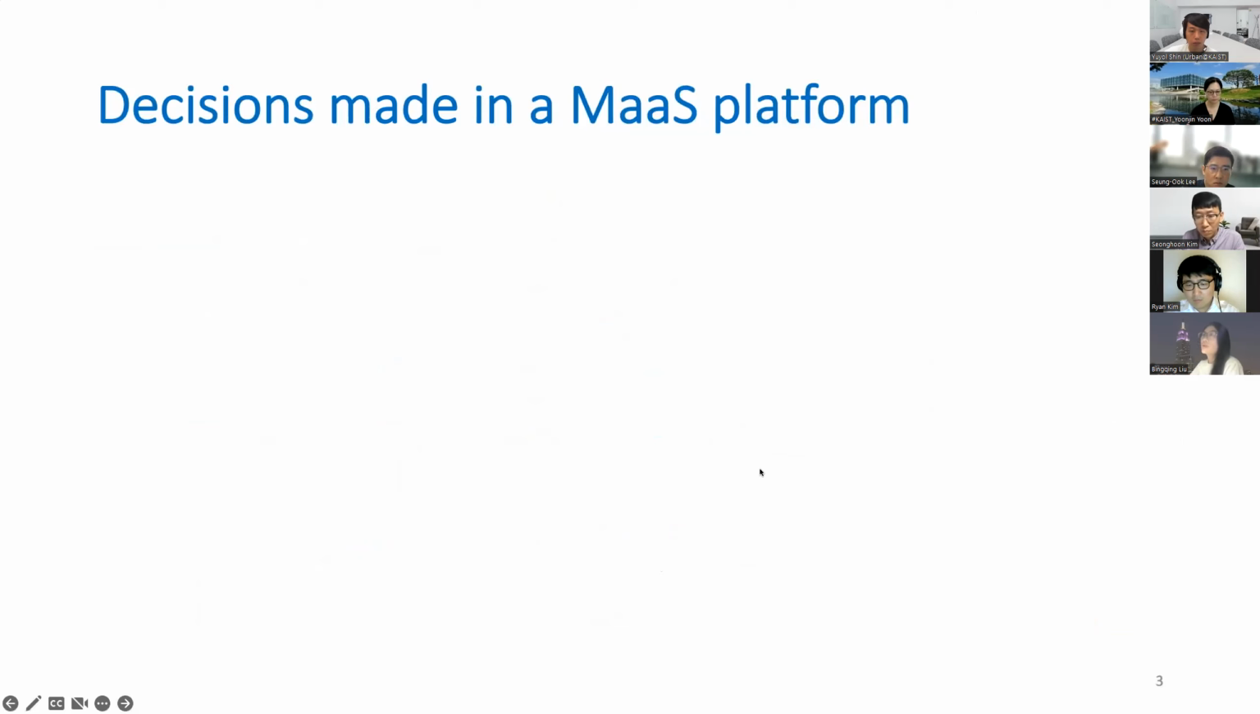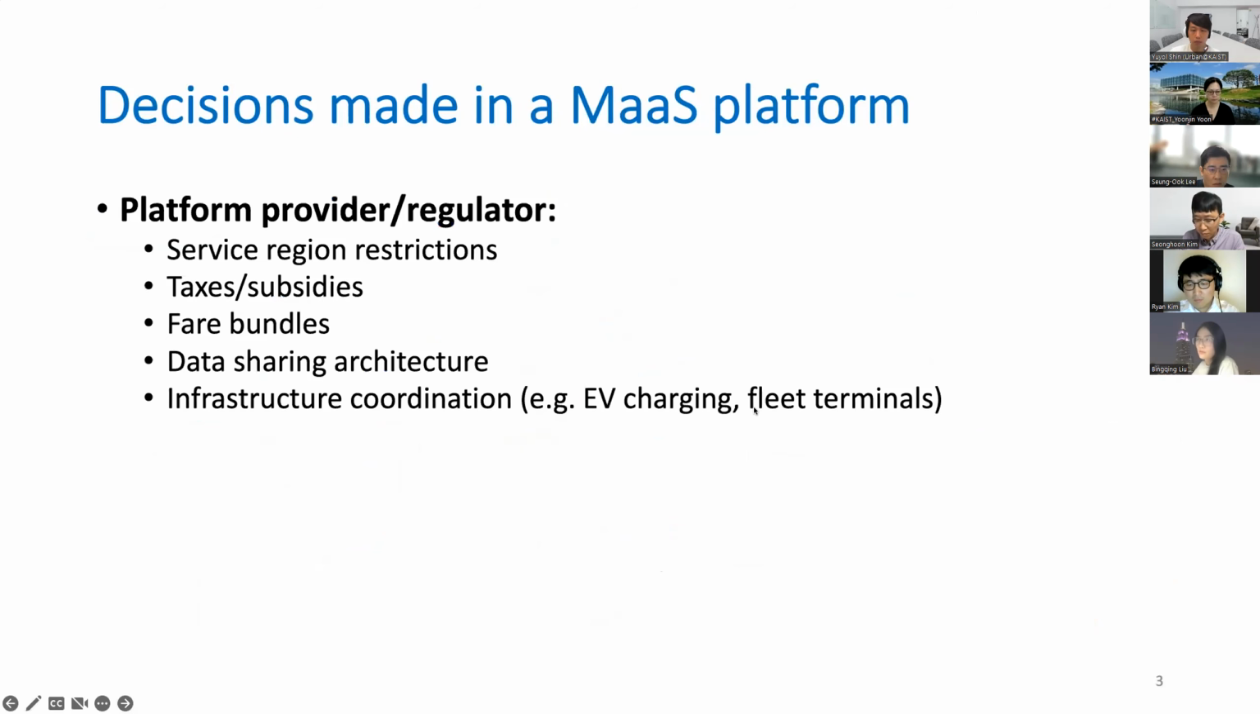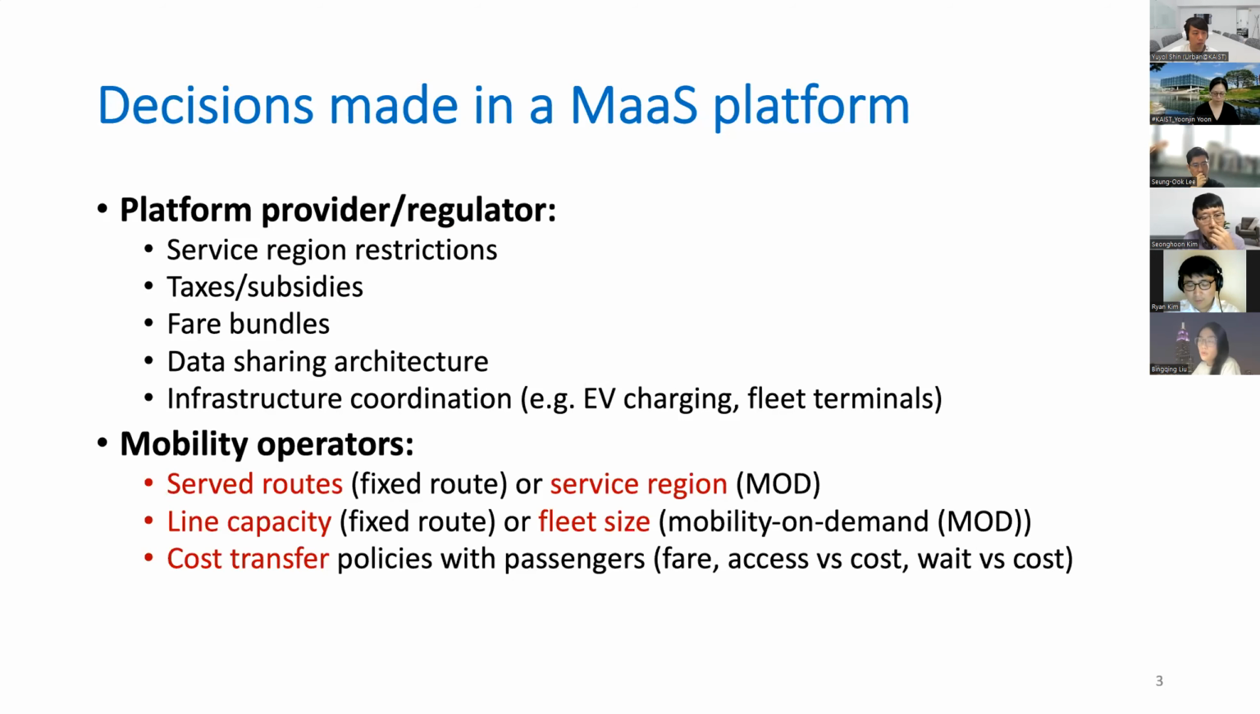Okay. So let's look at what decisions are being made in this type of platform. First of all, it involves the platform itself. It can decide on some restrictions on the services, for example, service regions, fare bundles, subsidies, taxes. And then we have the mobility operators, the service providers. They can decide on where they want to provide the services and how much service they want to provide, like the line capacity or the fleet size, the routes where they want to operate, and the service regions they want to cover. And we have the users. They're going to choose their path to connect their origins and destinations.